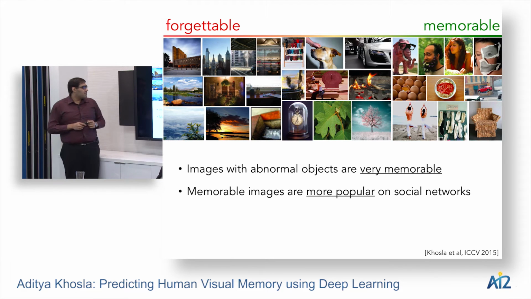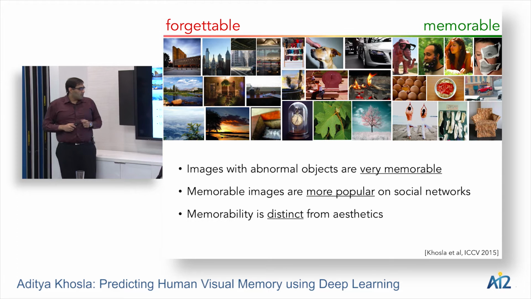Another thing that we observed is that the top 25% most memorable images are more popular on social networks as well. But the remaining 75% have little to no correlation with popularity. Another thing that we saw is memorability is quite distinct from aesthetics. You might expect that images that are really ugly or weird would tend to be extremely memorable because they might be outliers. But what we found through testing with other data sets that had aesthetics ratings is that memorability and aesthetics had a correlation of about 0.